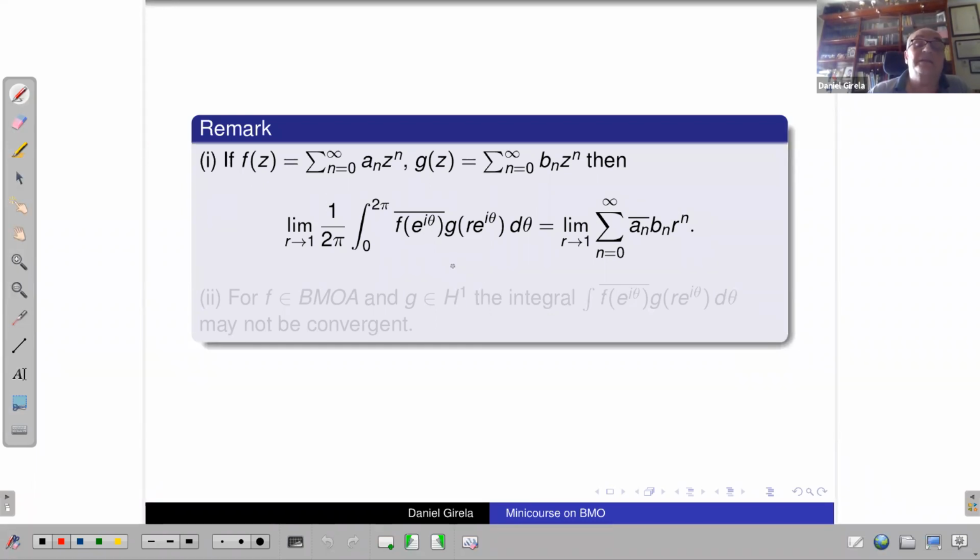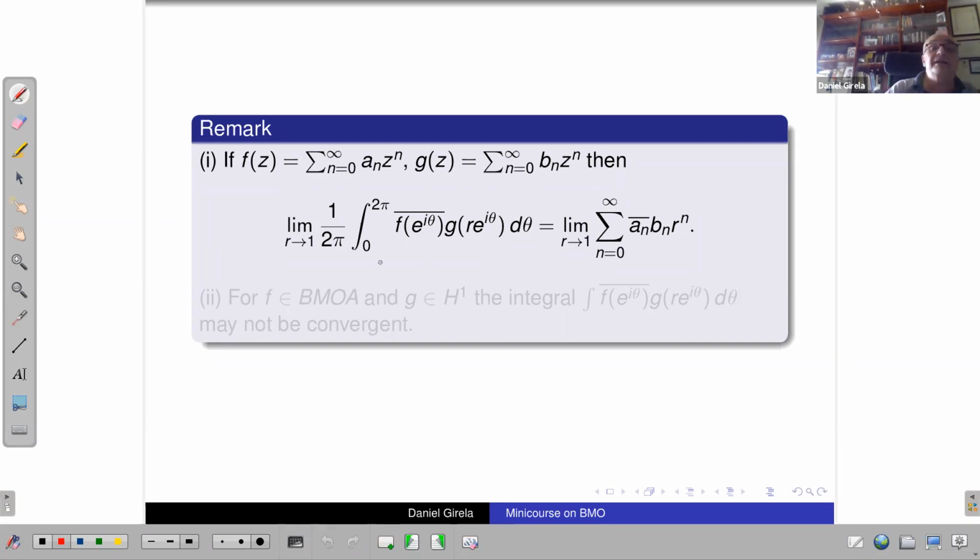Let's make some remarks. The limit that we assert exists in the theorem can be written, of course, in terms of the Taylor coefficients. If the function f is the sum of a_n z^n and g is the sum of b_n z^n, then this limit is simply the limit of the sum of a_n times b_n bar times r^n. This is the first remark.